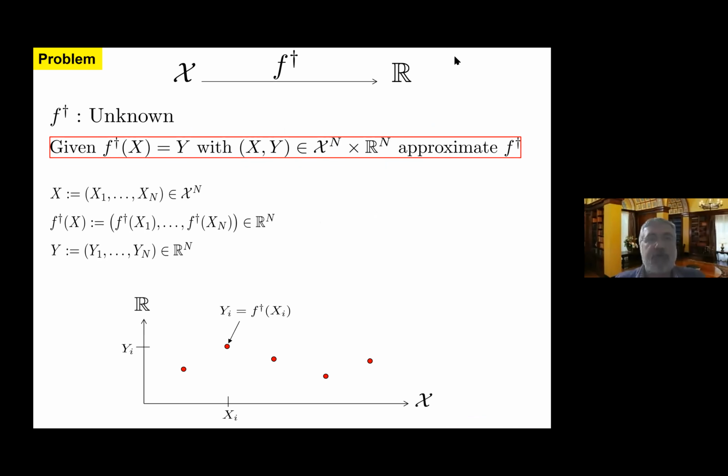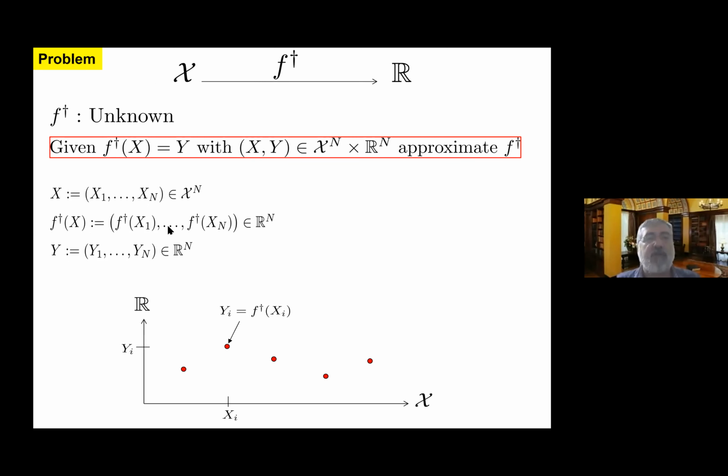I will do so in the setting of the following interpolation problem, in which you try to approximate an unknown target function, f dagger, mapping some input space X to the real line, given that f dagger of X is equal to Y. Here I write X and Y for the n-dimensional vectors whose entries are the input-output data points, and I write f dagger of X for the n-dimensional vector whose entries are the images of the input data points under f dagger.